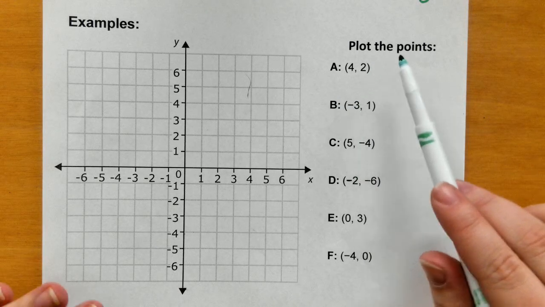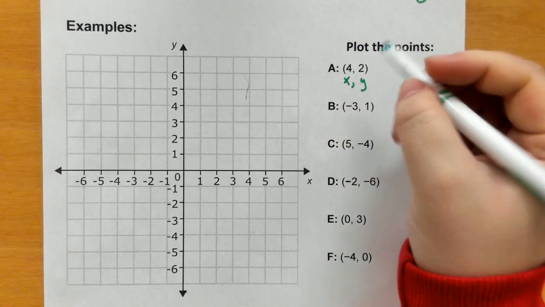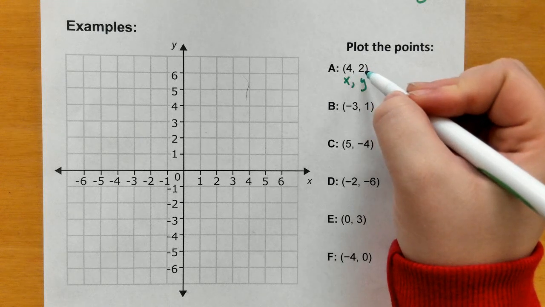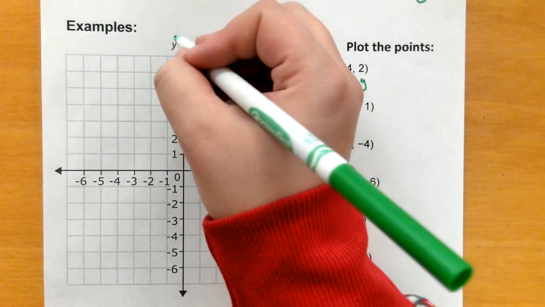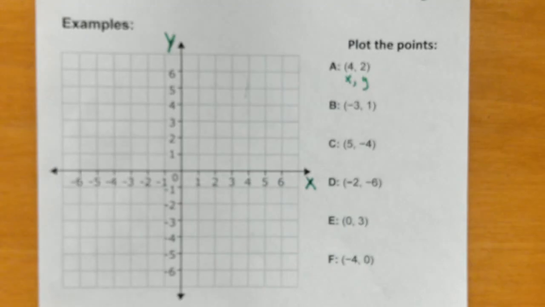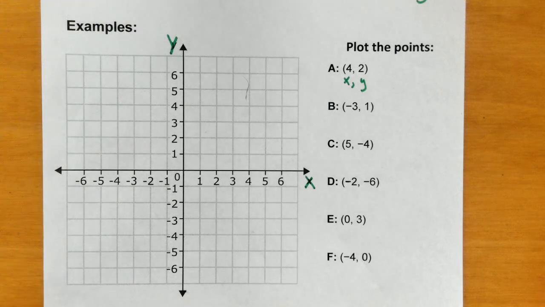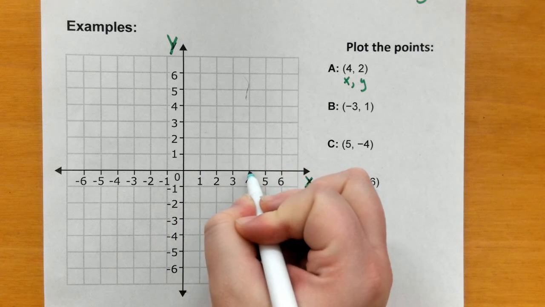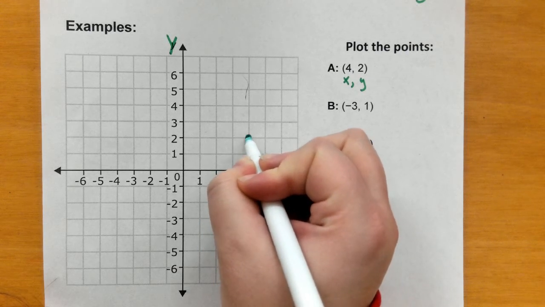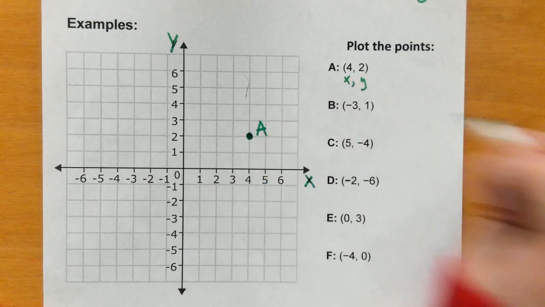So point A, (4, 2). Again, these are written (x, y). So my x value is 4, my y value is 2. So +4, again, my x-axis is right here, the one going across. My y-axis is right here, the one going up and down. Let me focus this just a bit. There we go. So (4, 2) means I'm going to go over to 4 on my x-axis, and then +2 means I'm going to go up to 2 on my y-axis. And I'm going to plot that dot right where those lines meet. So that's my point A.